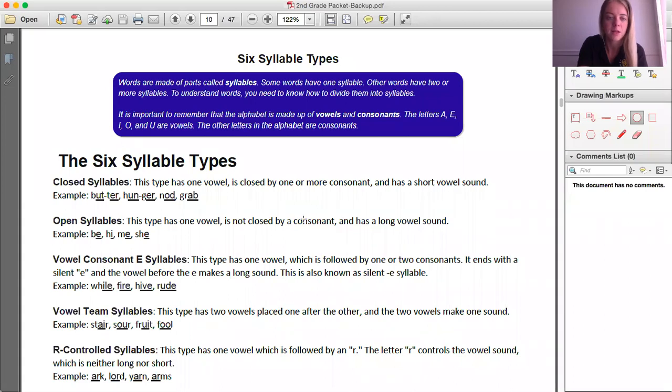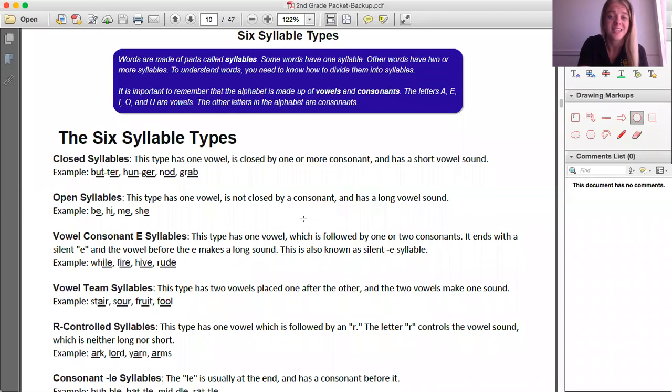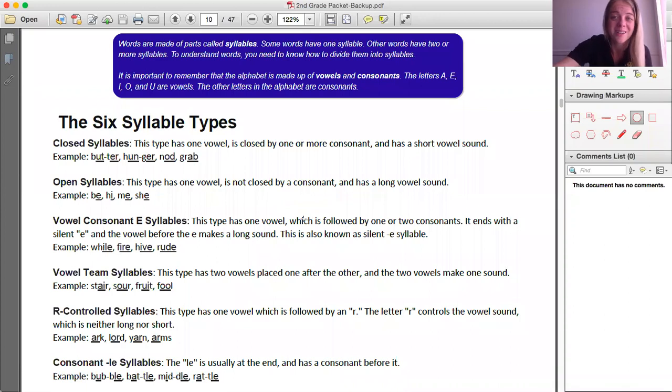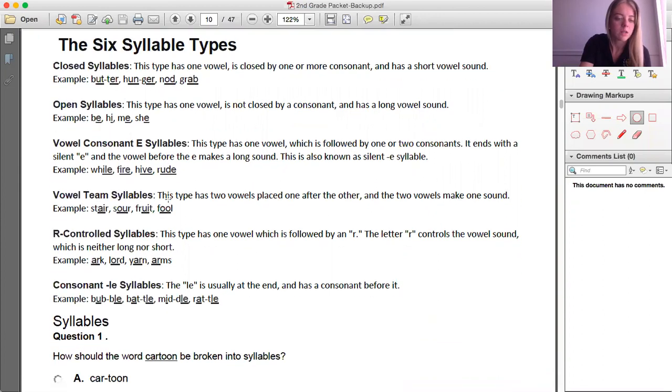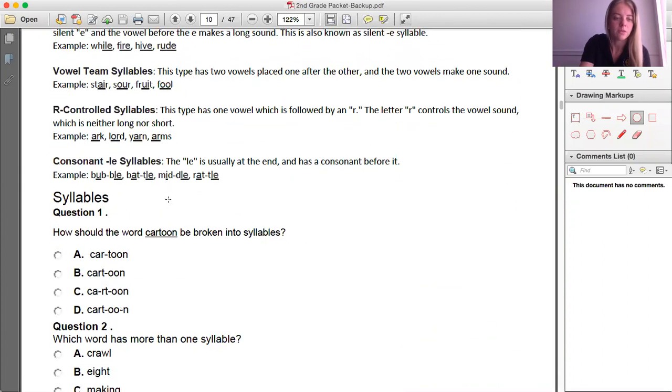All right. So we have our 6 syllable types that we've already learned about in first and second grade. The first one is closed syllables. The next one is open syllables. The vowel consonant E syllables. The vowel team syllables. R-controlled. Consonant LE syllables.